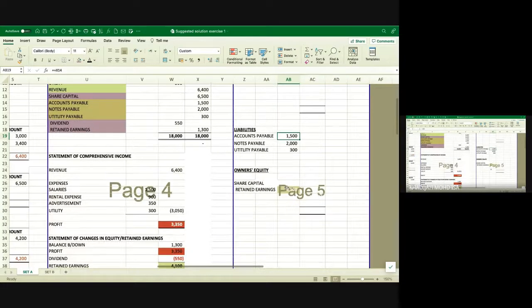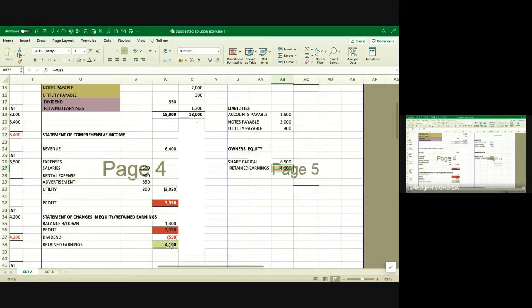Okay, and then share capital is the initial share capital. How much you have? 6,005. So all this information is actually from your trial balance. 6,005, and then your retained earnings, except for retained earnings, you have to take the adjusted retained earnings here. It's 4,100, so it's there.